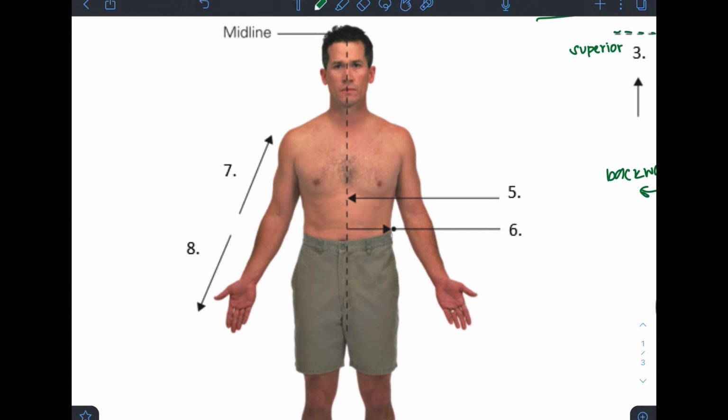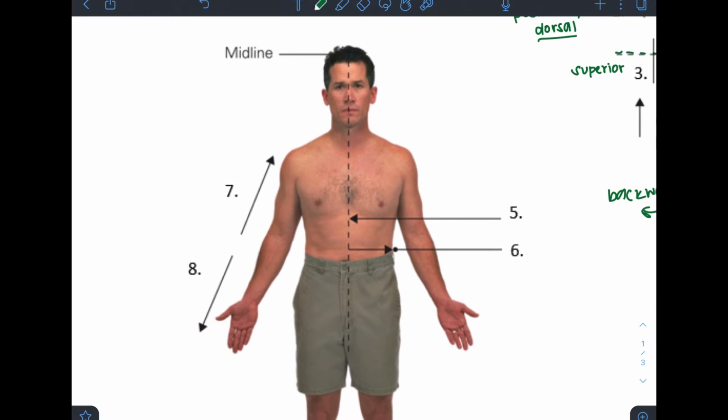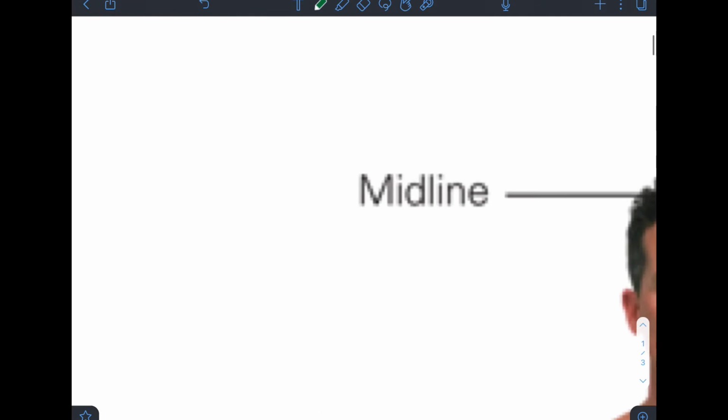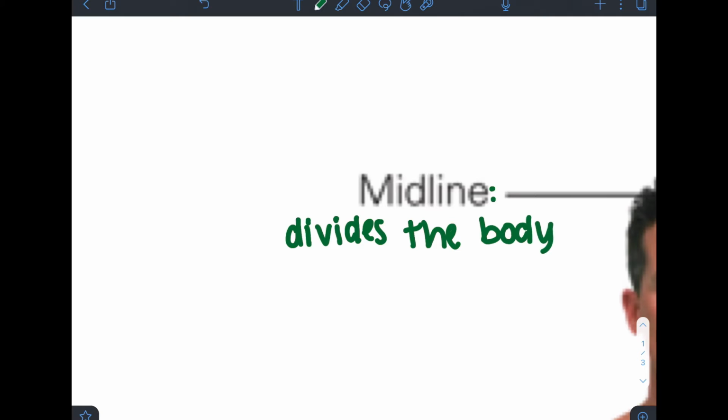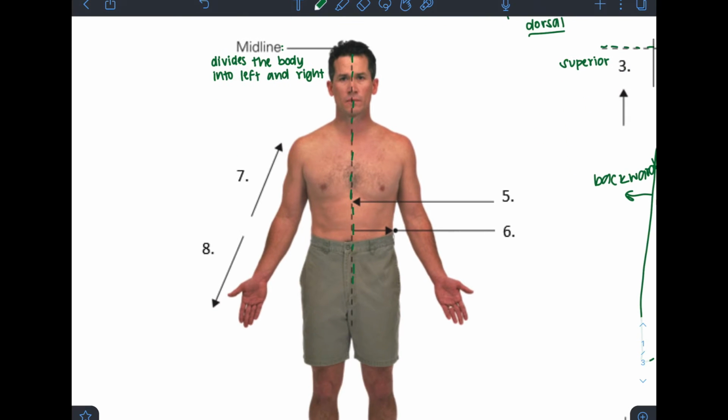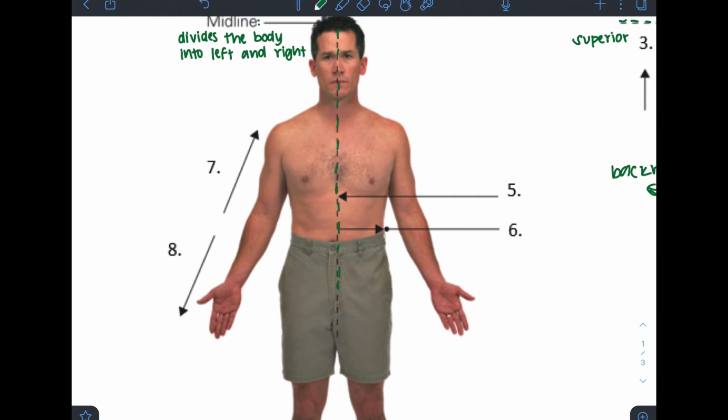One important thing to note before we go on to the terms is this dotted line that's dividing the body into the left and right portions. As they labeled it here, this is called the midline, and I can further elaborate here. It divides the body into left and right. Okay. So now that this has been established, it will really help us in defining terms number 5 and 6.